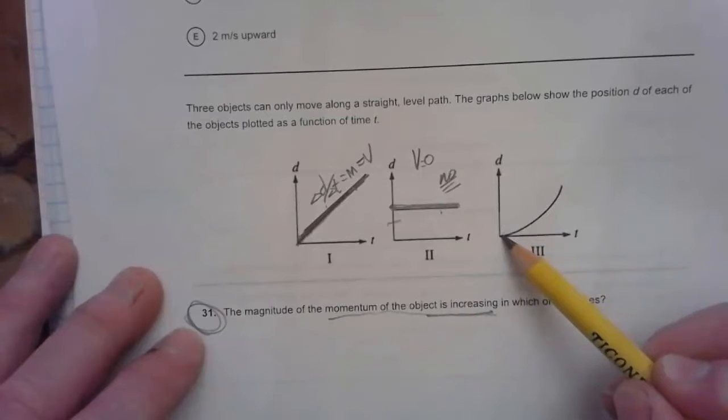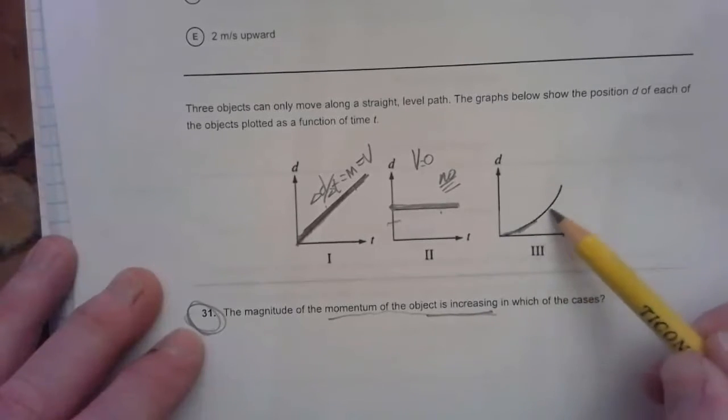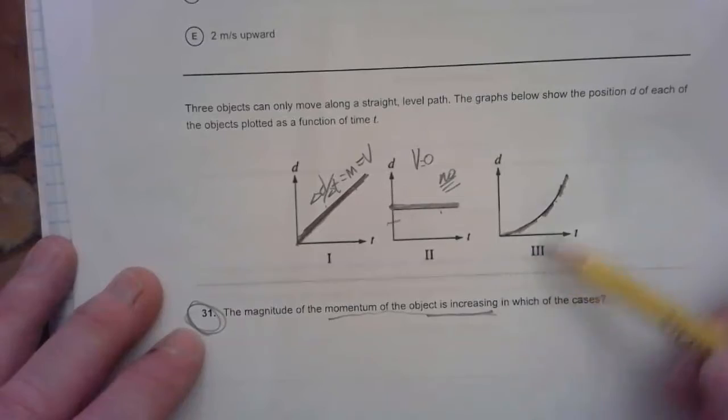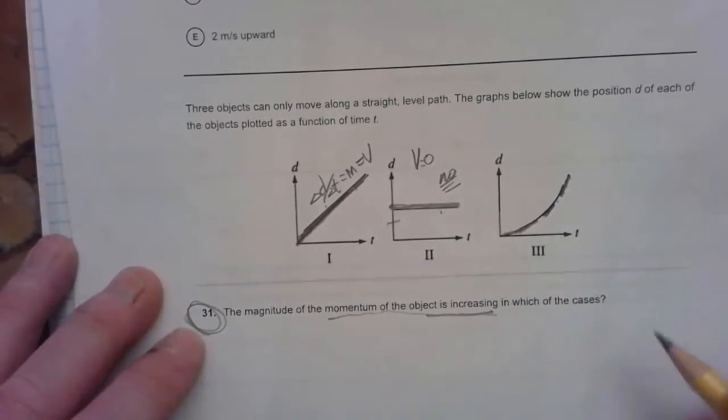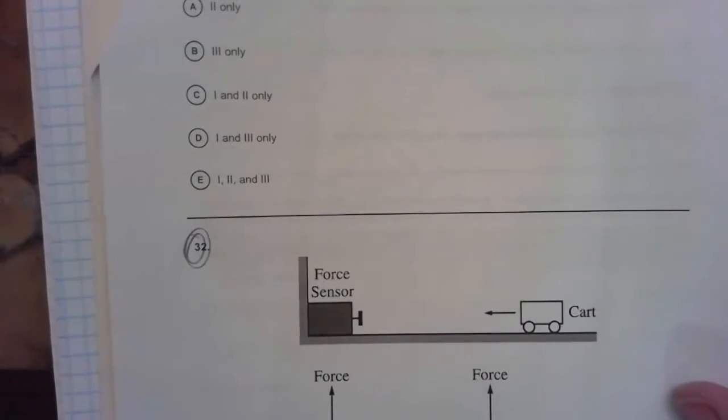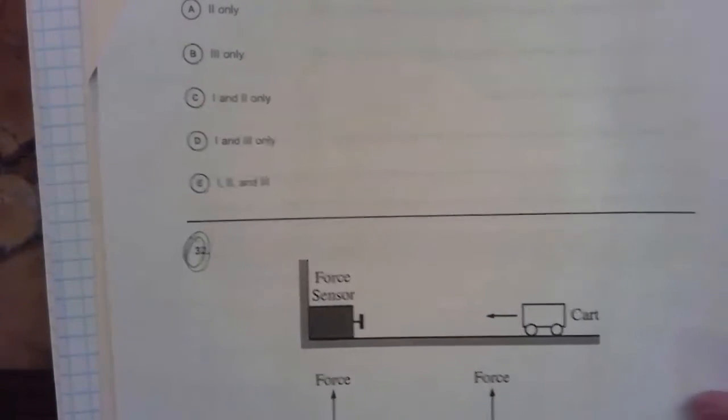So that must mean this one. This one has a changing slope, which means the velocity is changing. It's speeding up. Velocity changes, so does the momentum. So I would guess 3 alone. B would be my answer to 31. That would be correct. 32.